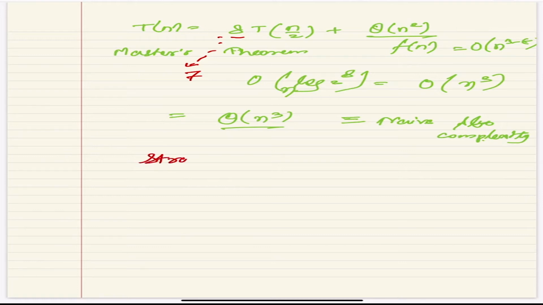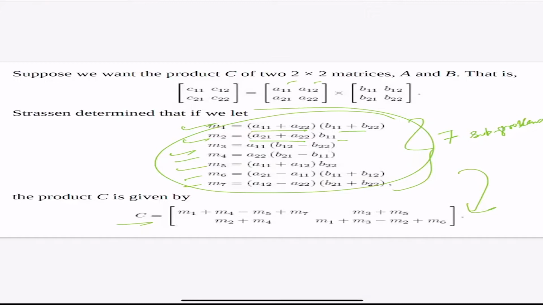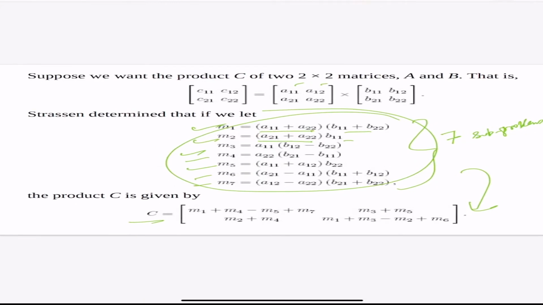So there was Strassen. This is called Strassen's matrix multiplication. He came up with these 7 subproblems. The terminology is different, but the idea is this. You have sub-matrices of size n by 2 cross n by 2 each. Now he came up with these 7 terms, M1 to M7. Like M1 is (A11 plus A22) times (B11 plus B22). M2 is (A21 plus A22) times B11, and so on.